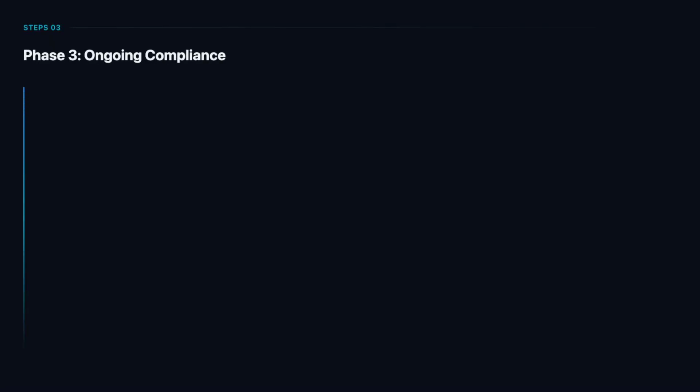The final phase ensures HIPAA compliance is maintained continuously, not just achieved once. Step 7 establishes regular auditing and monitoring. Review PHI access logs, test security controls, conduct internal compliance audits, and track corrective actions. Auditing should be continuous, not just annual.